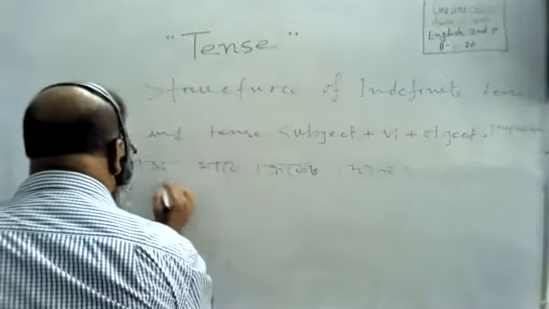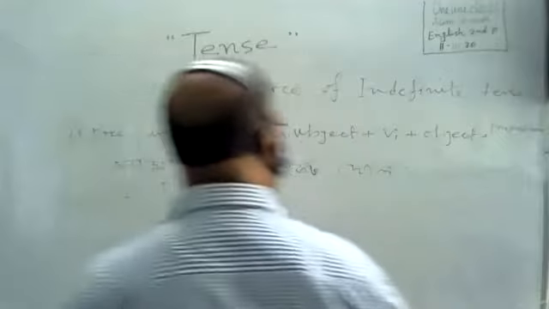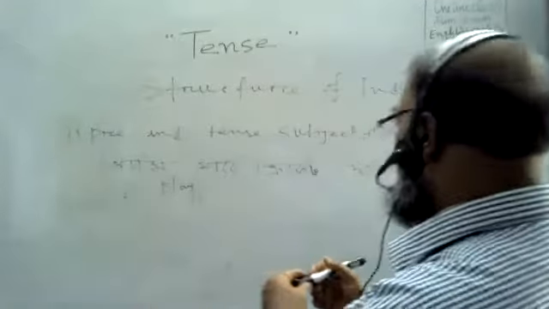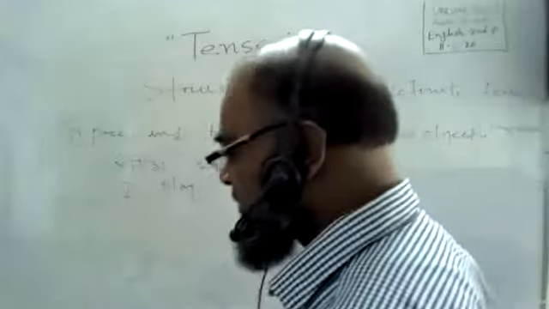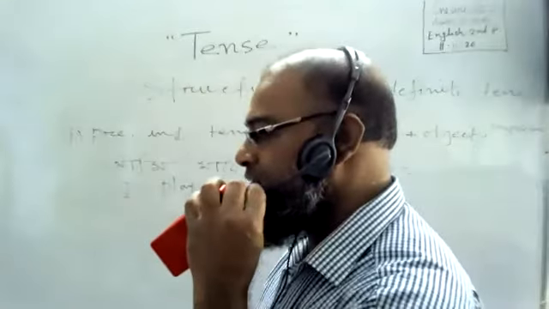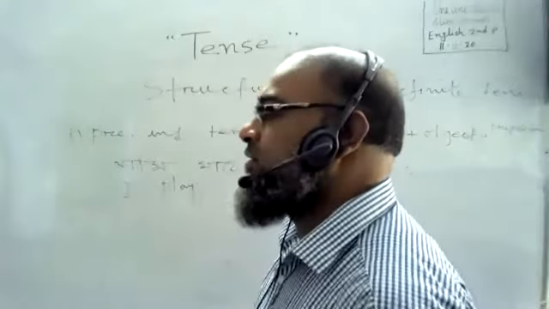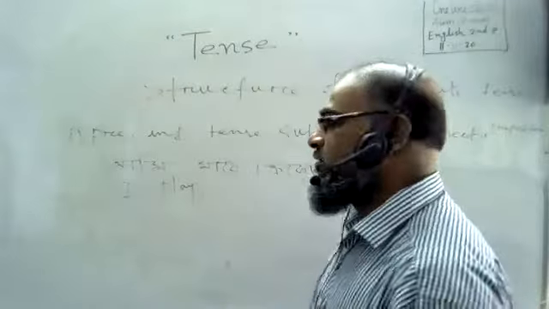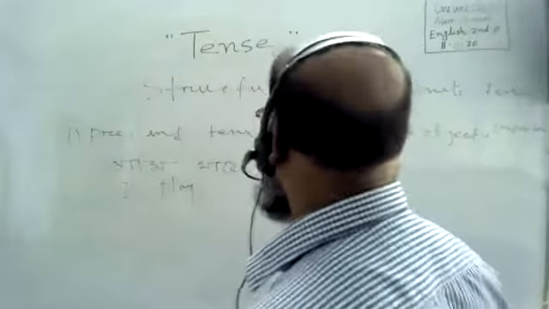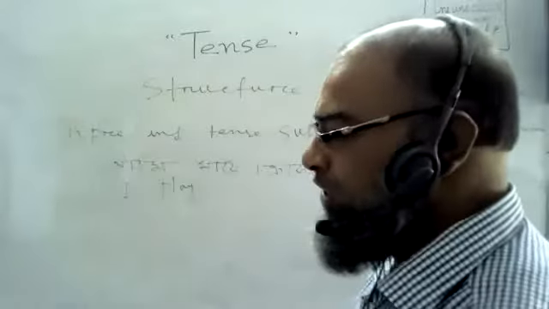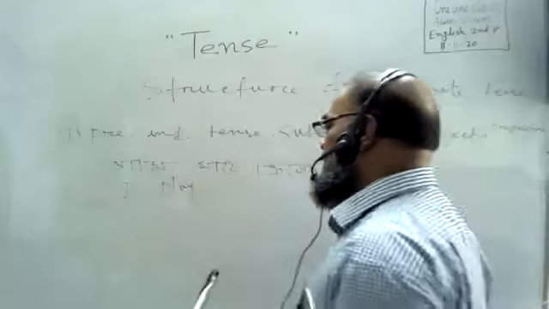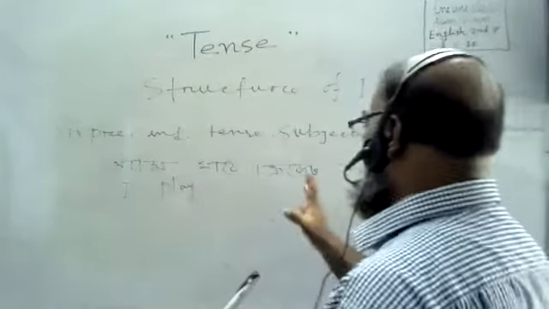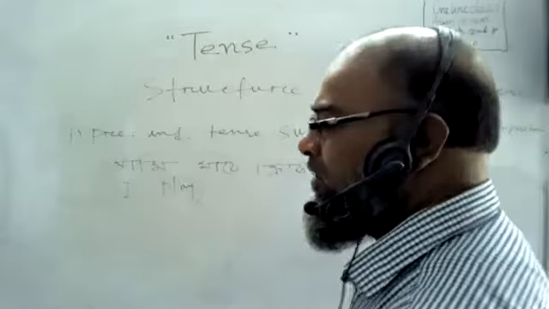So I play. Then after I play, you should use the object. So what is the object here? Ami mathe cricket kheli. Here, what is the object? Cricket. I play cricket. I play is already done, then we have to find out the object. Cricket is the object.